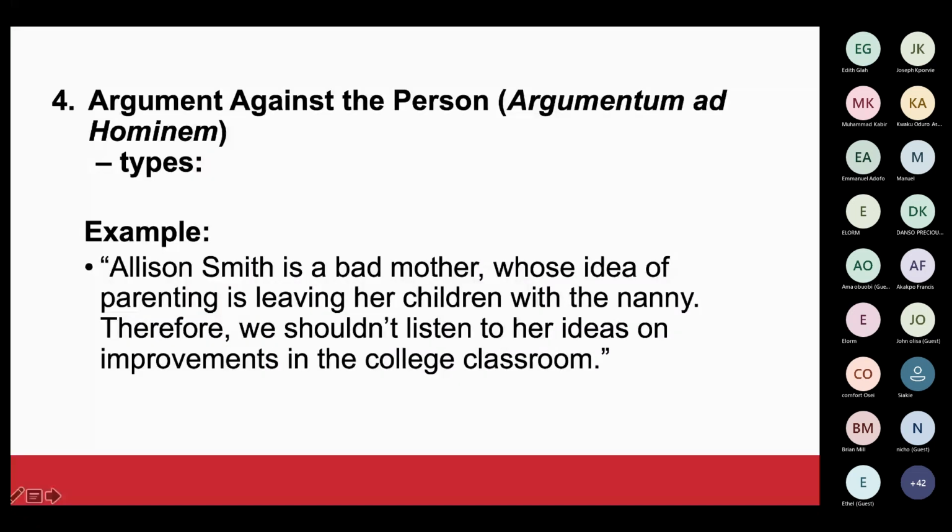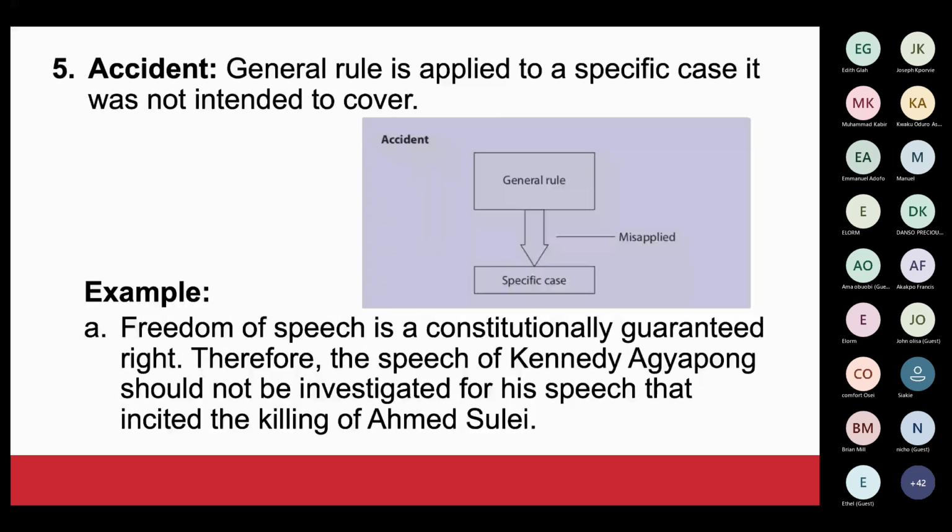All right. So we have come through these. We discussed all of these last week. With the accident, that is where the fallacy called accident is where you use the general rule to apply to a specific case. Let's look, for instance, at this example. Freedom of speech is a constitutionally guaranteed right. This is the general rule. Let's see how the general rule has been applied.